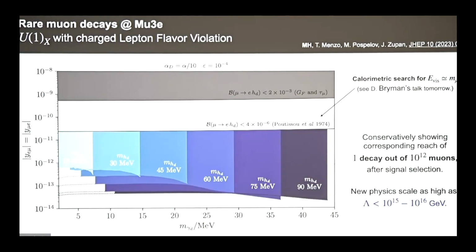Well, it depends on the values of the dark coupling. But it cannot be very big, because otherwise the dark photon will be heavy. And very, very roughly, you could imagine that these are the very large scales that I'm talking about here.